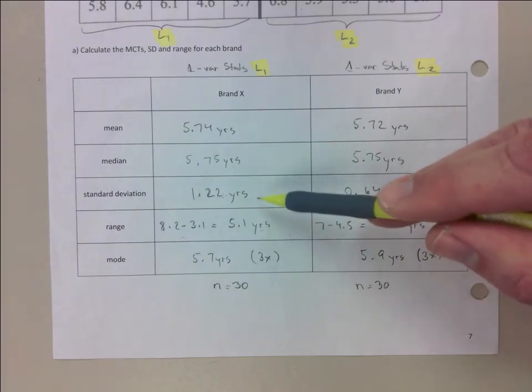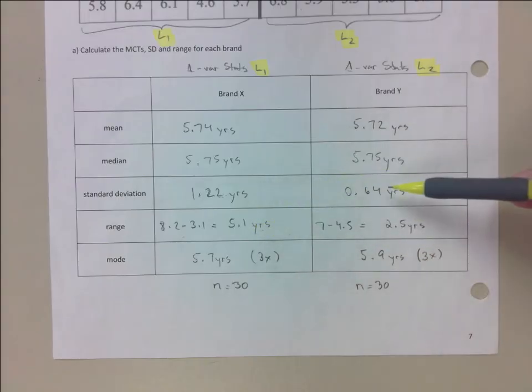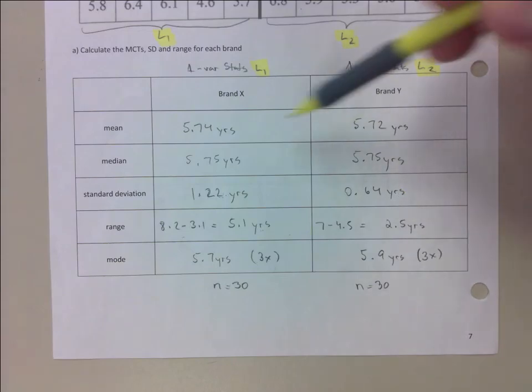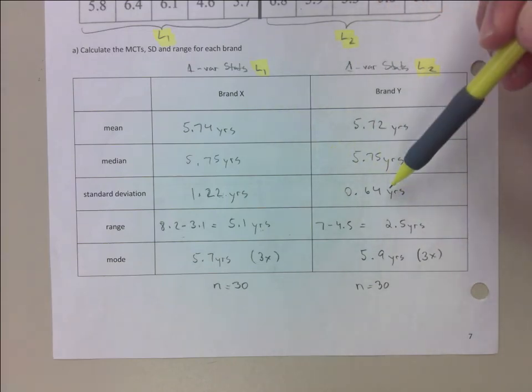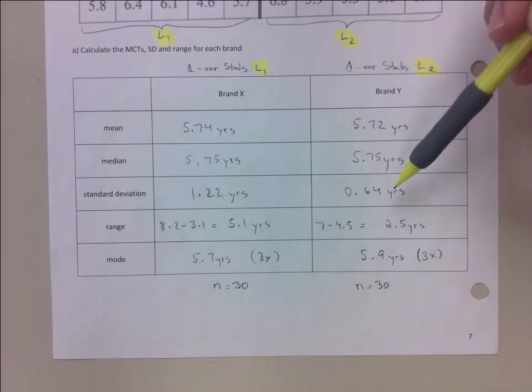It is reflected in the range as well. Bigger standard deviation means a greater range. If it were me, I would go with a lower standard deviation. If everything else is the same or similar, I go with a lower standard deviation. It means more consistency.